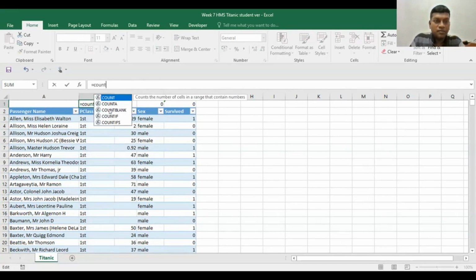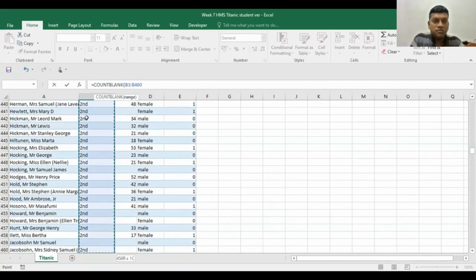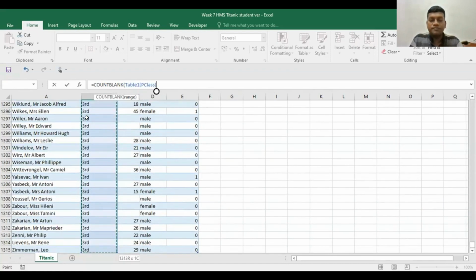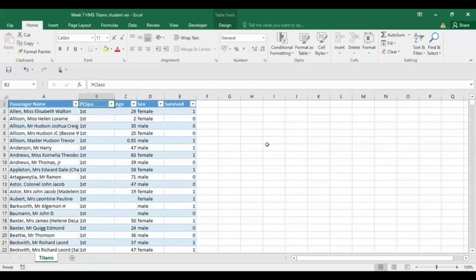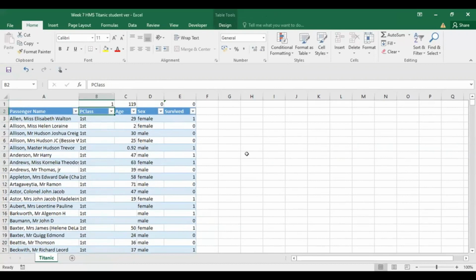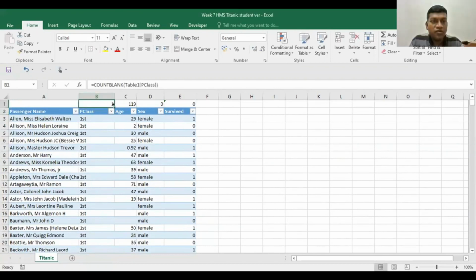Blank. Control shift down. Okay. I have one missing value for column B. Okay, let's see. There are 557 missing values for age and one missing for column A. Okay, so let us then delete those.